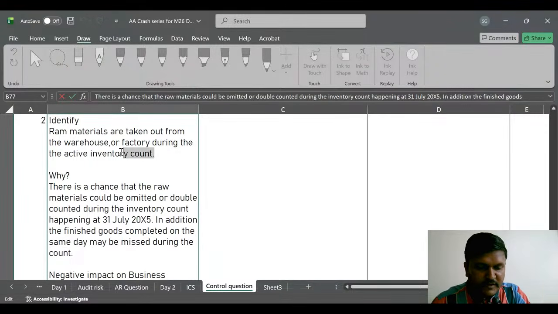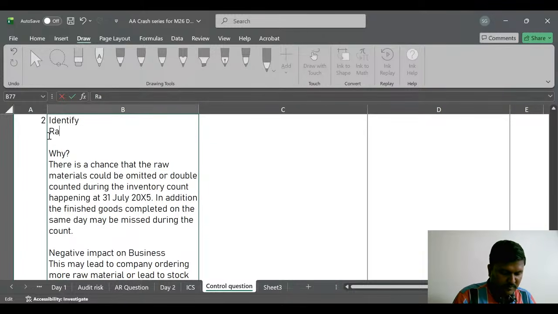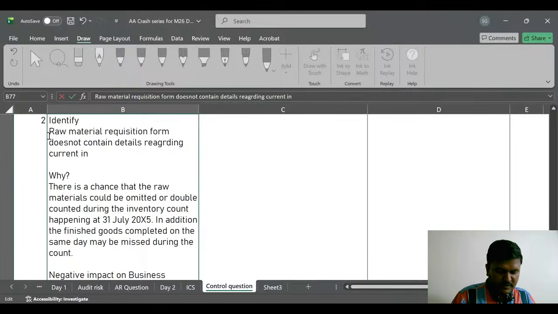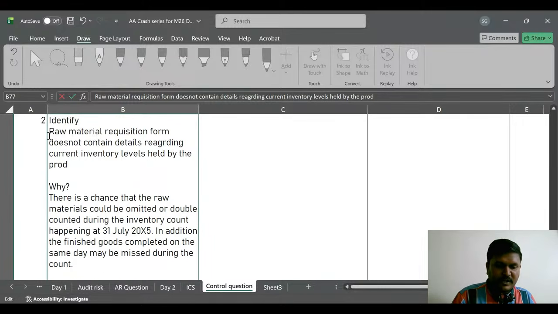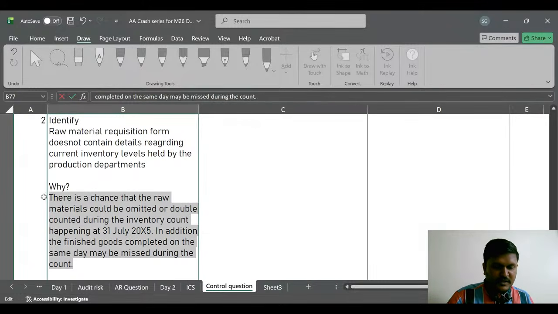Second, identification: the raw material requisition form does not contain details regarding current inventory levels held by the production departments.